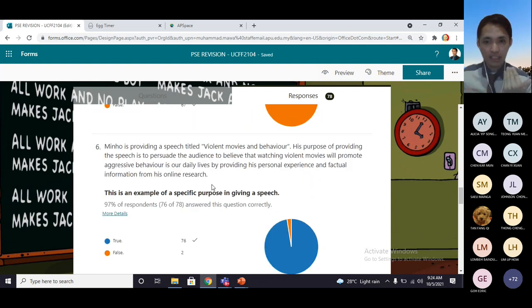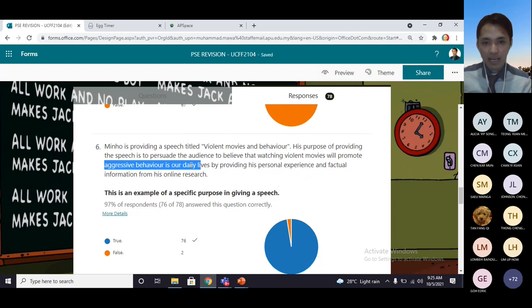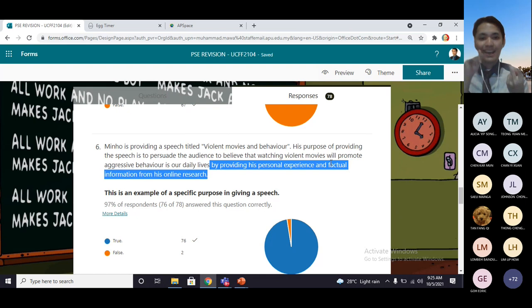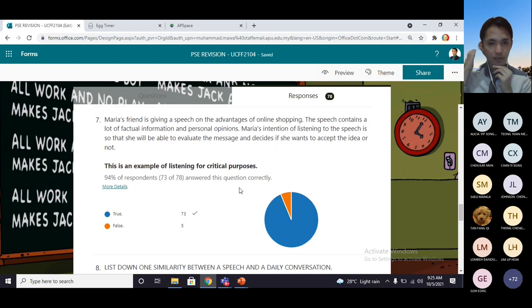And I think question number six, we can move very quickly because not a lot of you got it wrong here. But here, if you want to talk about violent movies and behavior, and your specific purpose is you want to persuade the audience to believe that watching violence movie will promote aggressive behavior in our daily life, by providing personal experience and factual information from online research. This is a specific purpose because you want to persuade the audience, telling them that watching violent movies can be bad, and you have decided to provide this speech by providing your own personal experience and including factual information. So this is a specific purpose. So let's go through that question very quickly.